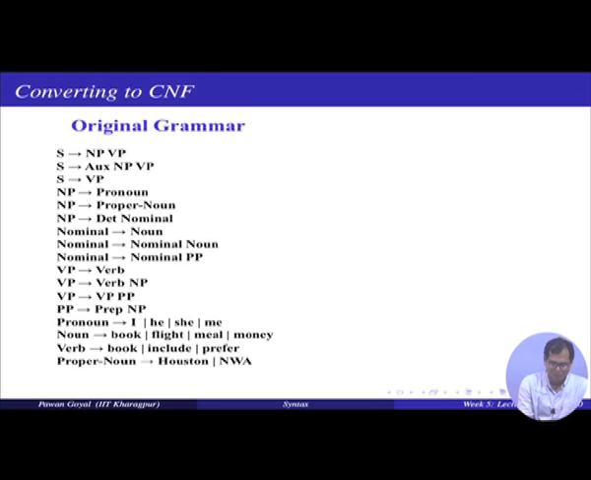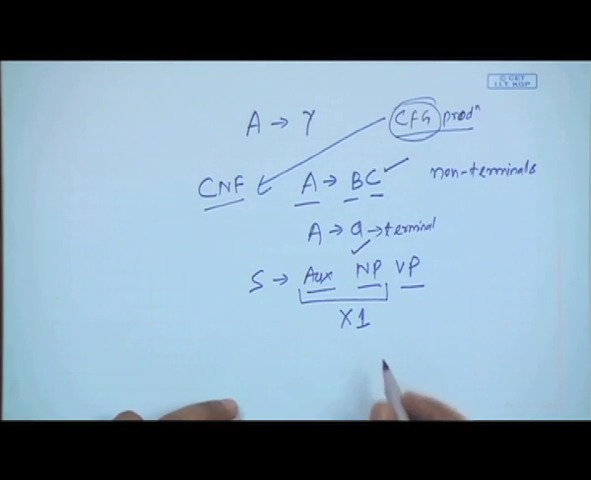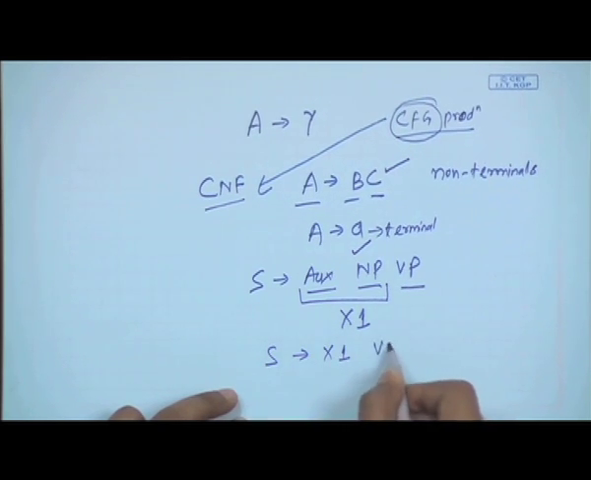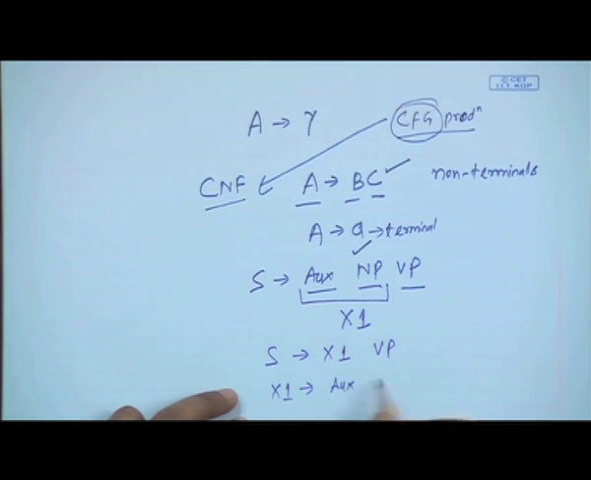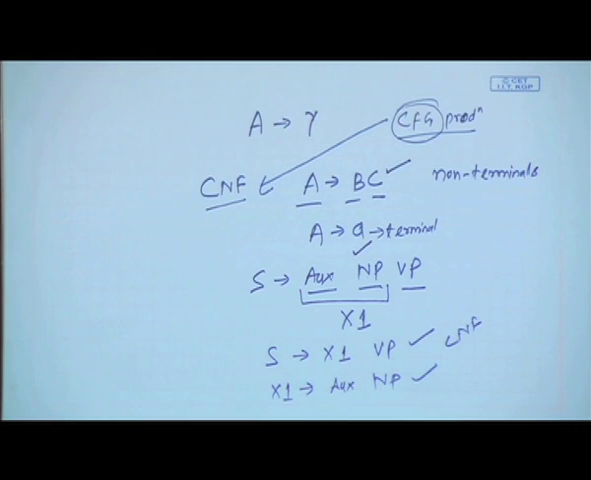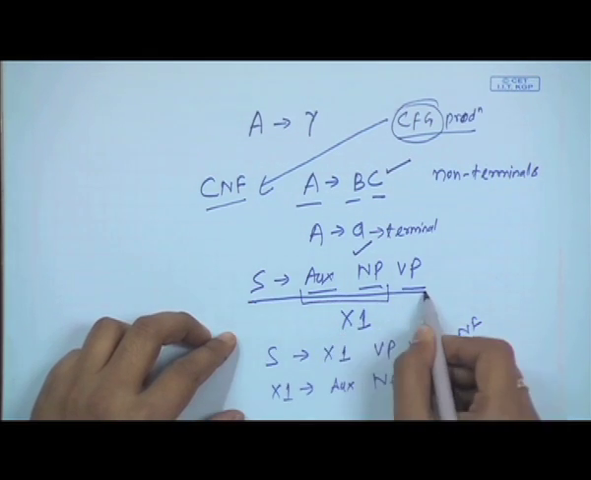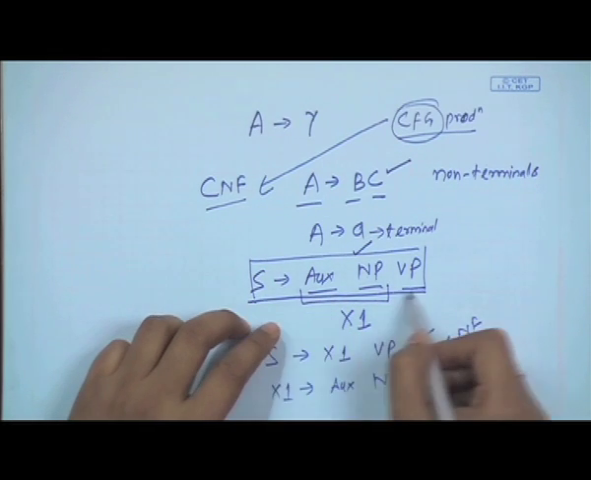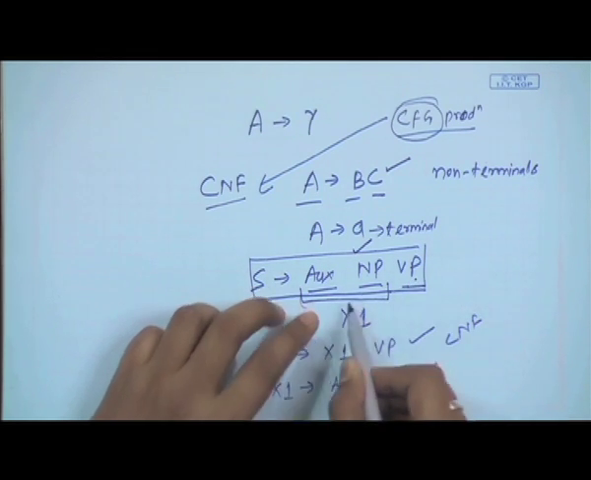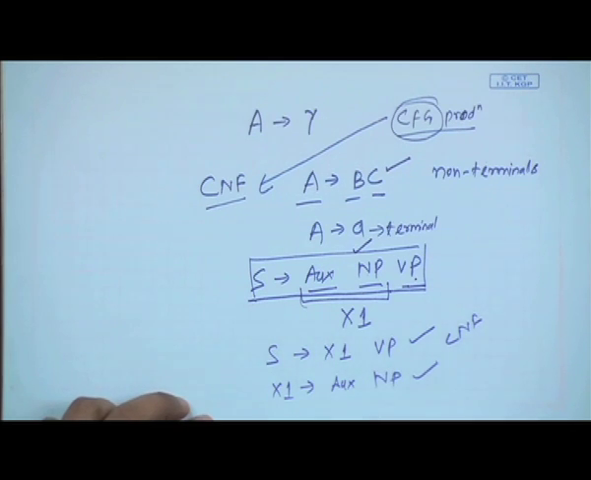For this kind of rule, S goes to auxiliary, NP, VP, where a single non-terminal derives three non-terminals, what do I do? I coin some new non-terminal. So I will say that auxiliary and noun phrase together make a new non-terminal, say X1. So what will be my grammar? It will be X goes to X1 followed by VP, and X1 will be auxiliary followed by NP, and this is equivalent to this rule. And now this is in my Chomsky normal form. So the idea is that whenever you have a rule where you have more than two non-terminals, you try to break them down such that it is one non-terminal, another non-terminal. This you can again further break down if needed. Okay, and this is a simple approach.